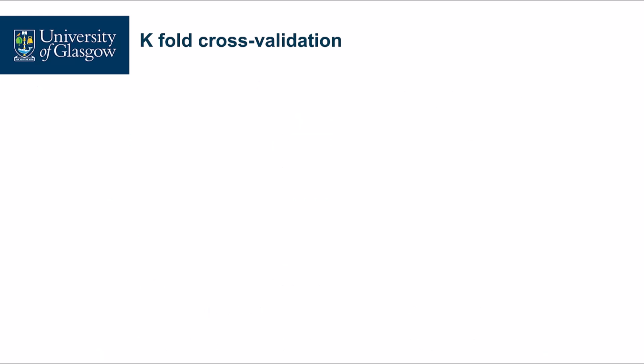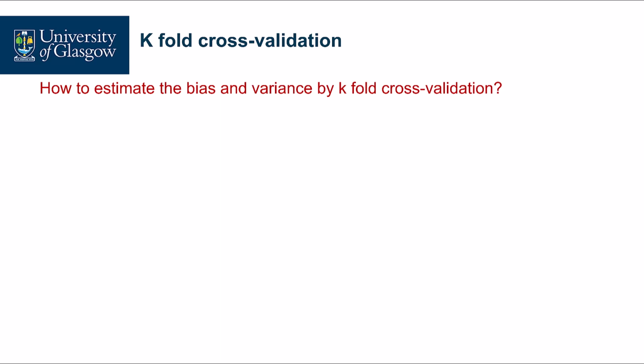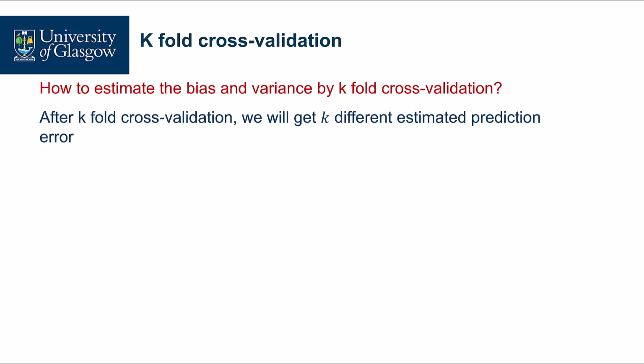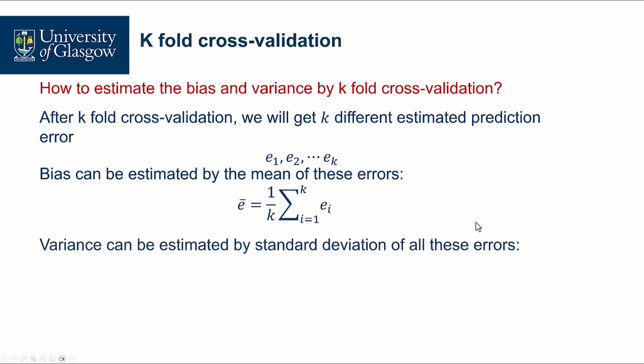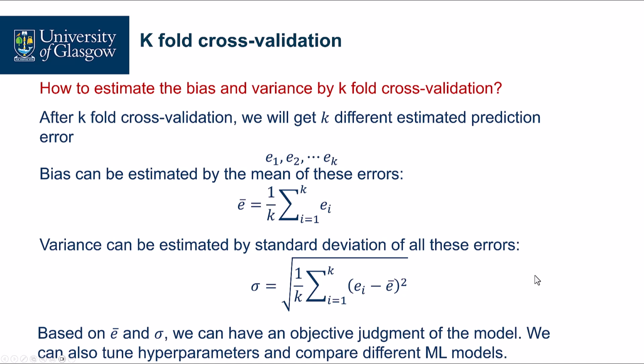So how can we estimate the bias and variance when using k-fold cross-validation? We can do it like this. Now we get k different estimated prediction errors, which we name E1 to EK. The bias we can estimate by the average of them. This is the formula. And the variance we can estimate by the standard deviation of them. This is the formula. In this way, we can have an objective judgment of the model. Then I can see which hyperparameters to use, and I can also compare different machine learning models.